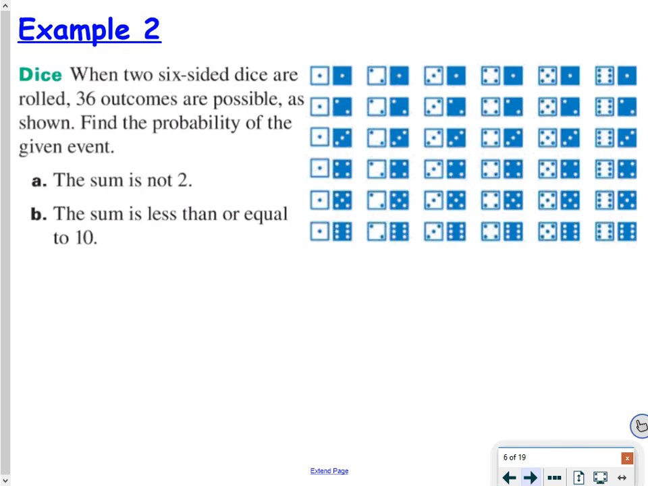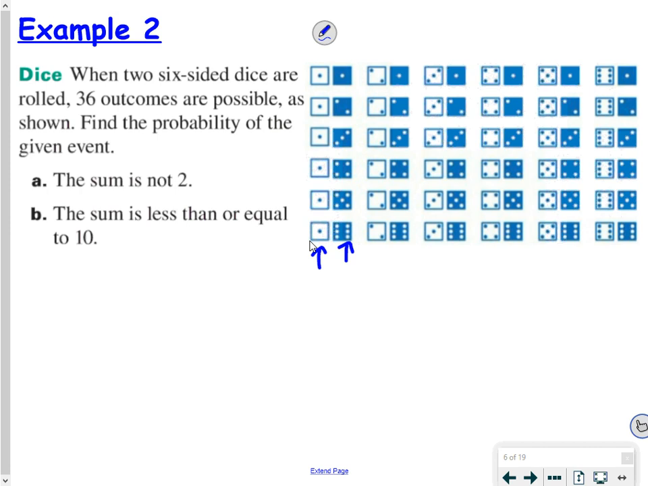Hopefully this makes sense right now. Let's get a little bit more concrete with what we mean by a complement. All right, so when two six-sided dice are rolled, 36 outcomes are possible, as shown. So we've got, let's say, a white die and a blue die. If we're looking at all the different combinations of what can happen here.